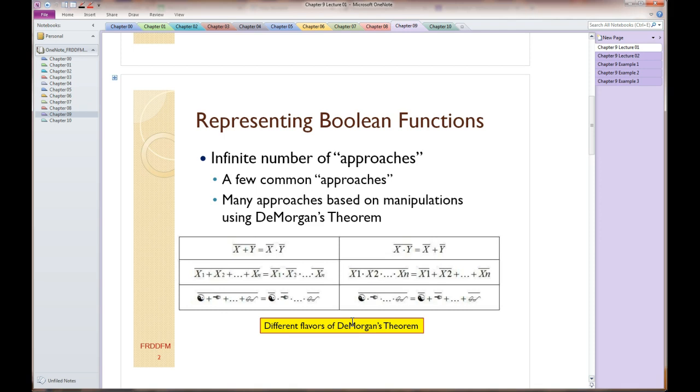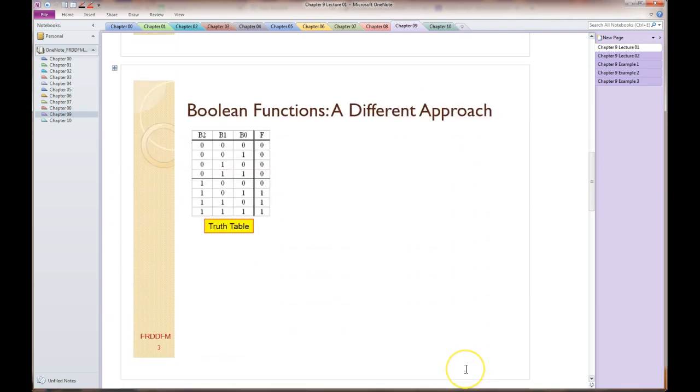We're in the process of representing Boolean functions. There's essentially an infinite number of ways to represent Boolean functions, a few super common approaches, and once again we're going to use De Morgan's theorem to generate some common approaches. This is the function that we developed in Chapter 6.